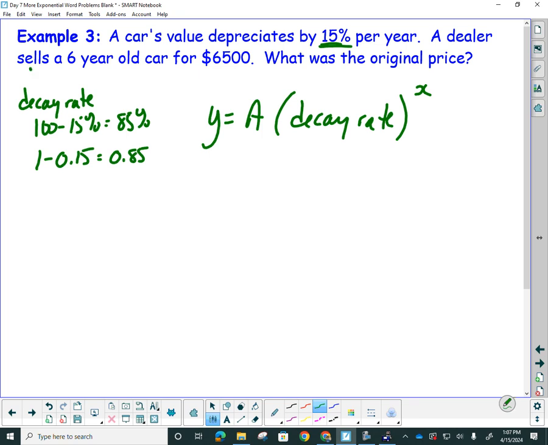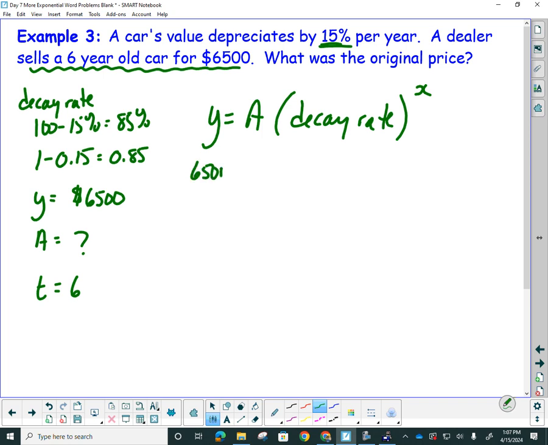Here we know in 6 years he sells it for that much, which means we don't know what the original was, but we do know right now it's only worth $6,500, and our time has been 6 years. So the $6,500 is where we're at now. We're going to have to work backwards to figure out the A. The decay rate then is 1 minus 0.15, or 0.85 to the power of 6 for 6 years.